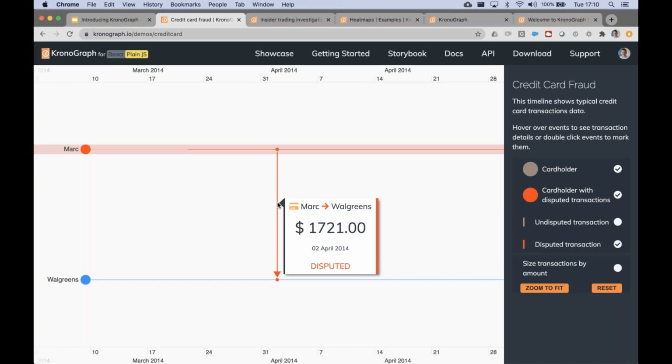In fact, he spent an awful lot of money in Walgreens. I don't think most people spend that money. And Mark is disputing that transaction. He's saying that wasn't me. And it has a date, 2nd of April, 2014.